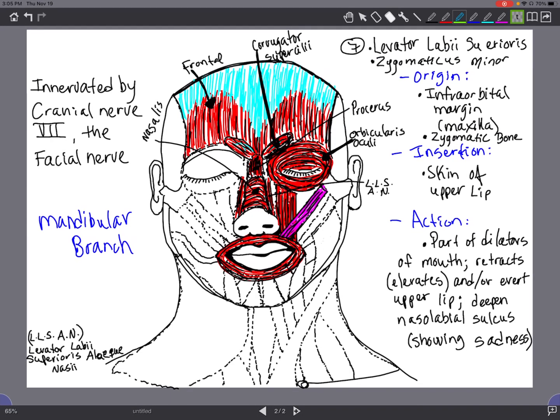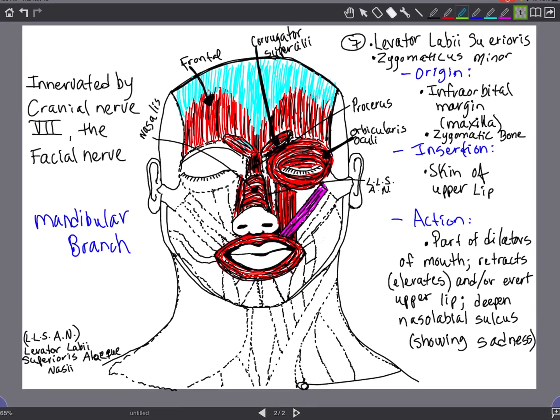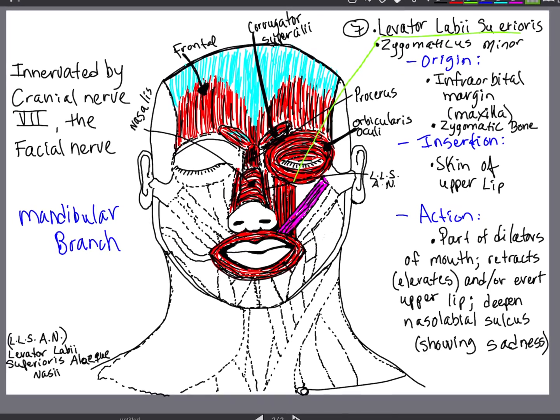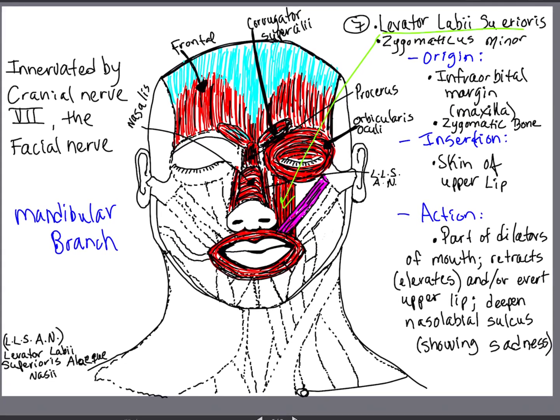Number 7 is these two muscles, Levator Labii Superioris, which is this one right here, and the Zygomaticus Major, which is this one right here. For the Levator Labii Superioris, the origin is the infraorbital margin of the maxilla. And for the Zygomaticus Major, the origin is the anterior aspect of the zygomatic bone.